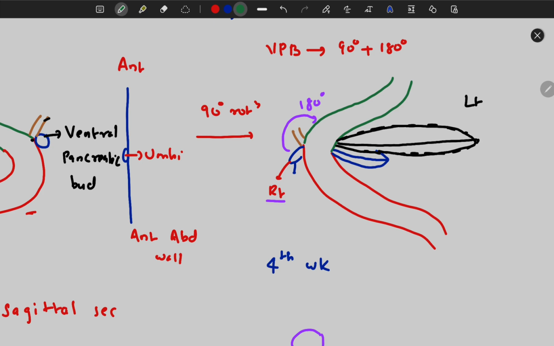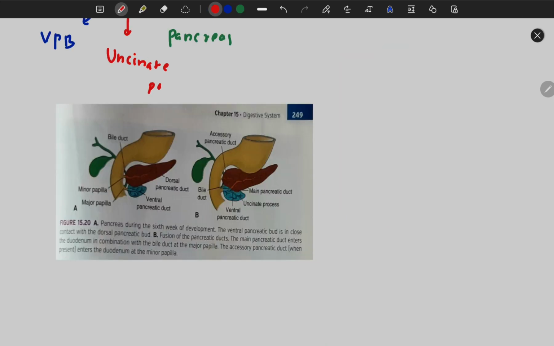Now looking onto the development of the duct, an oblique communication will appear between the dorsal pancreatic duct and the ventral pancreatic duct. So in pancreas, actually we have a main pancreatic duct, which is also called the duct of Wirsung, and an accessory pancreatic duct, this one, that is called the duct of Santorini.